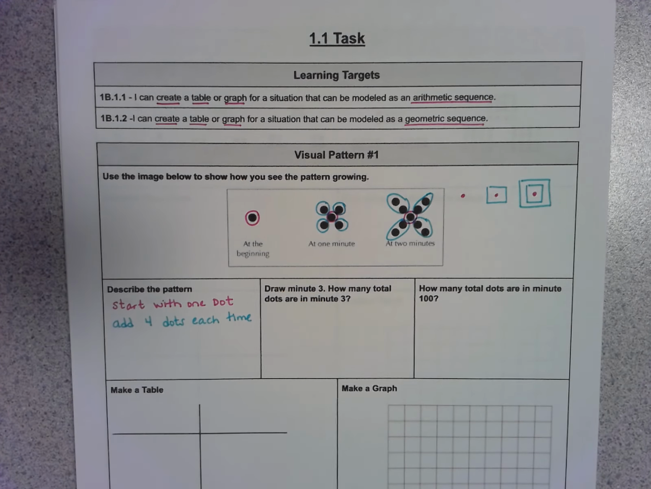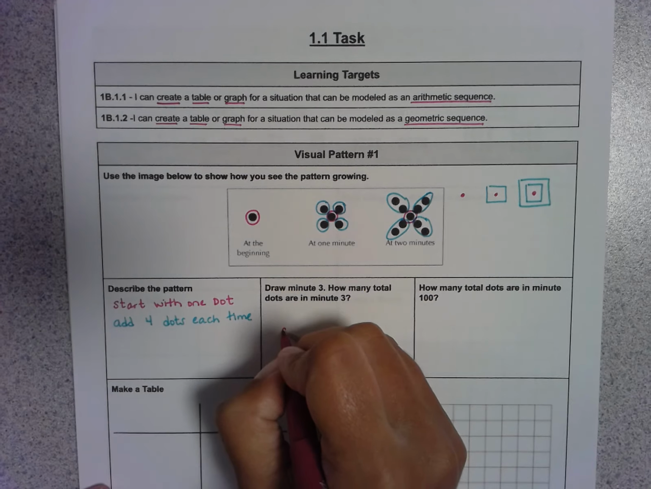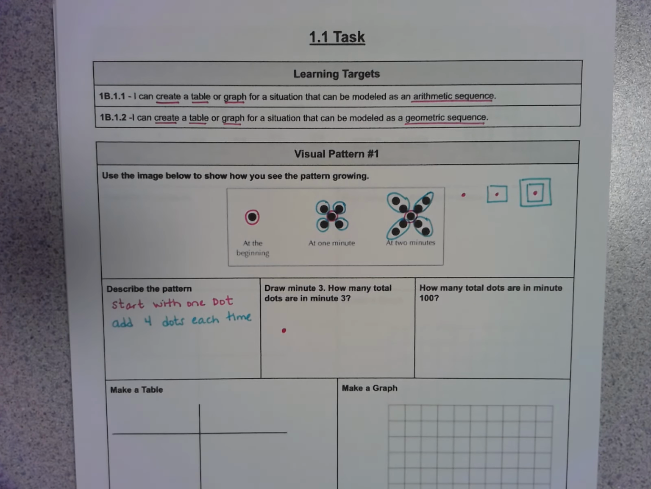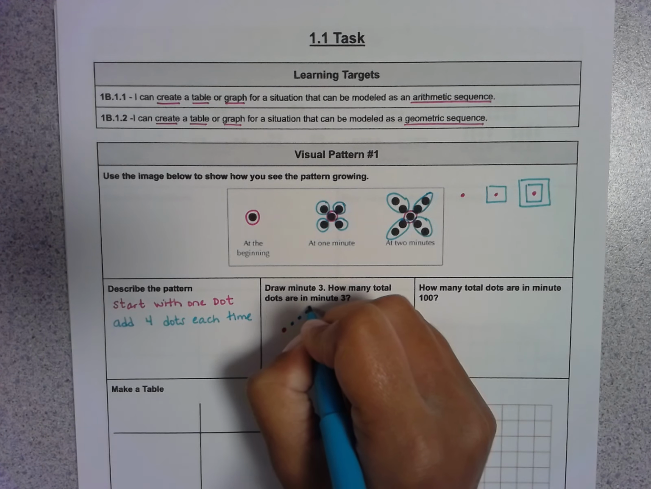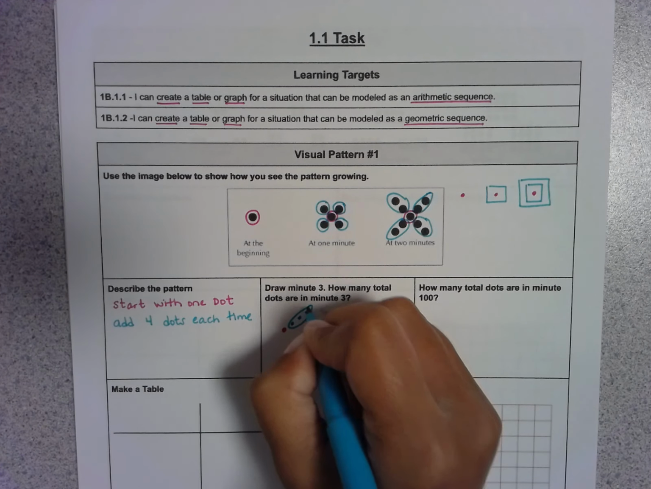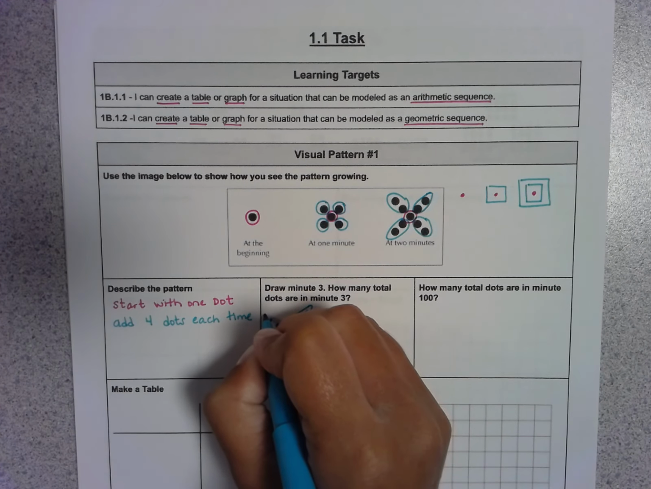The next thing we're going to do is try to visualize how this pattern is growing by drawing minute 3 and deciding how many total dots are at minute 3. Now, based on the pattern, I would expect that at minute 3, we would still have a center dot, but then we would have arms with, instead of 2 dots, 3 dots on each arm.